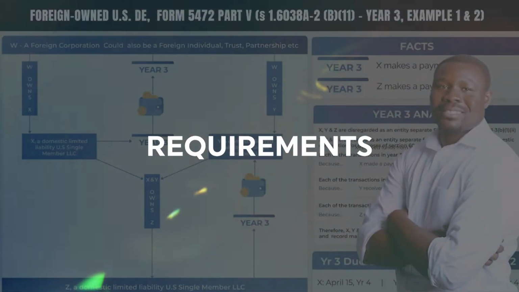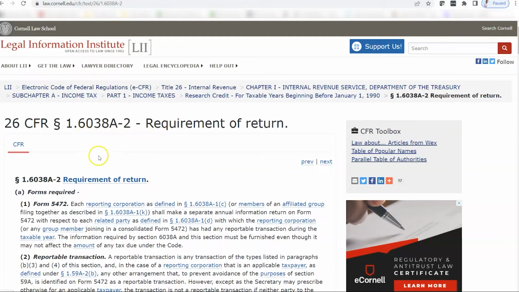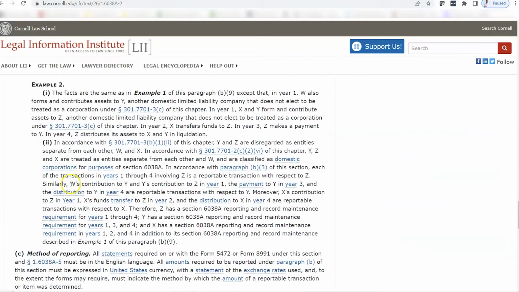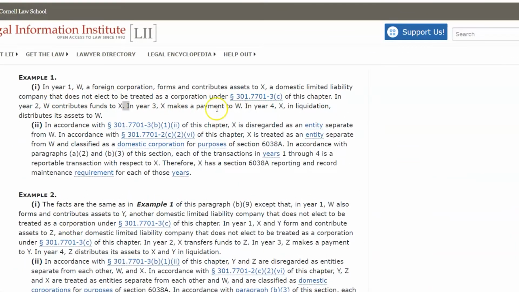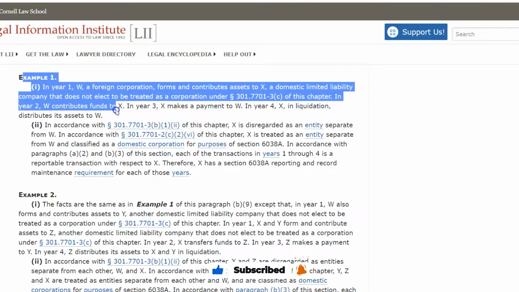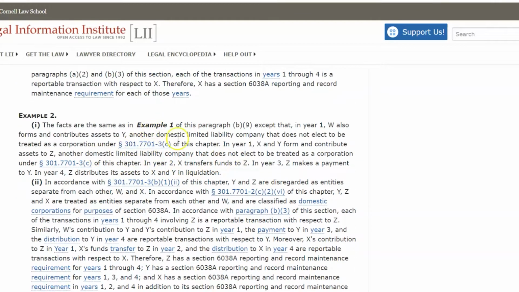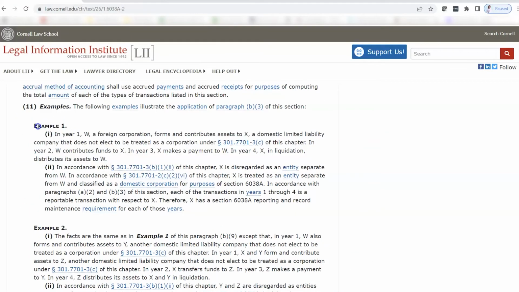Alright, so the requirement for a foreign-owned U.S. disregarded entity to file a pro forma 1120 and 5472 was codified in Title 26 Code of Federal Regulation 1.6038A-2. And when you scroll all the way down, the IRS gives you 2 unique examples which serve as guidance in case you're confused on what is considered a reportable transaction. These examples give you bright line examples on what you may consider a reportable transaction. Not even may, what you should consider a reportable transaction as long as it's properly defined here.